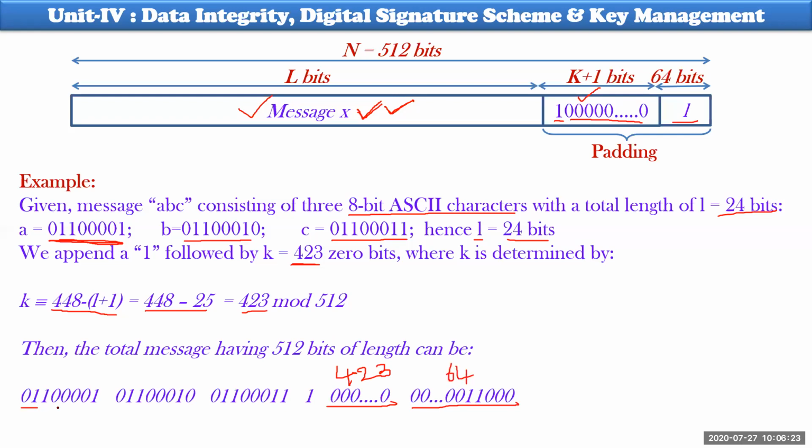How many actual data bits are available here? 24 bits are available. So if you convert this particular data from binary to decimal, it will lead you to 24. So like this, it is going to be identified.